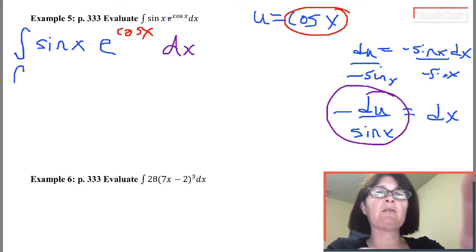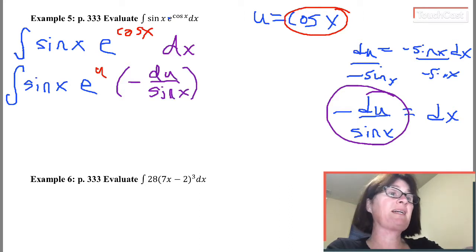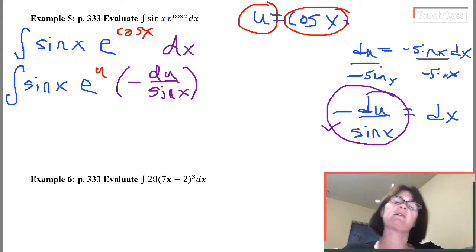This is going to be the integral of sine of x, e to the u, times negative du over sine of x. So I replaced my dx with this. I replaced my cosine x with, sorry, I probably should have circled that guy instead. I replaced my u with cosine x.